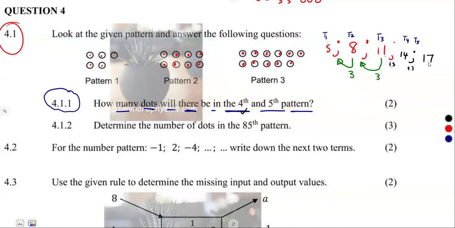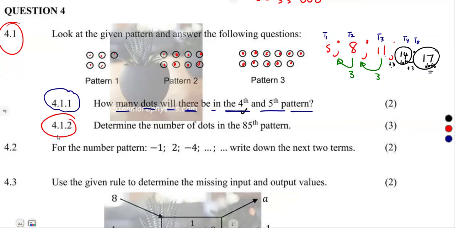14 plus 3, that's what? 17. So those are the fourth and fifth terms that you're going to have. So how many dots? Meaning to say, the fourth pattern is going to have 14 dots. All right. The fifth pattern is going to have 17 dots. That is the condition.